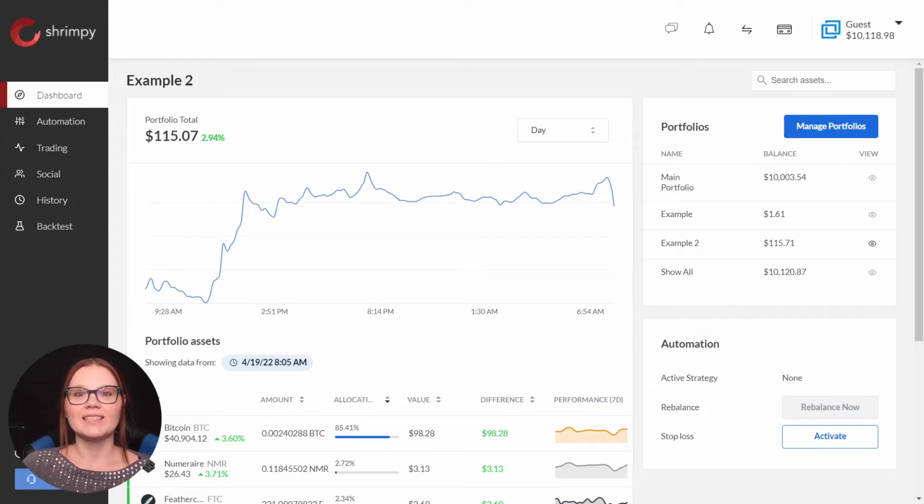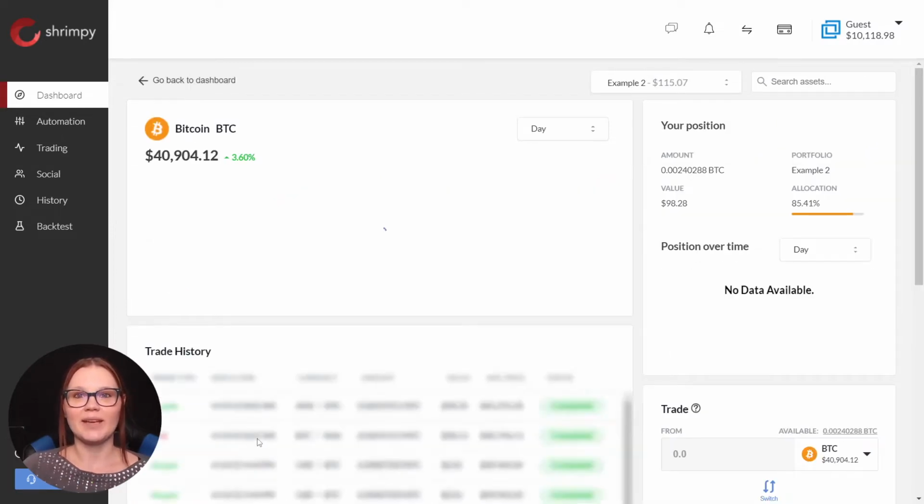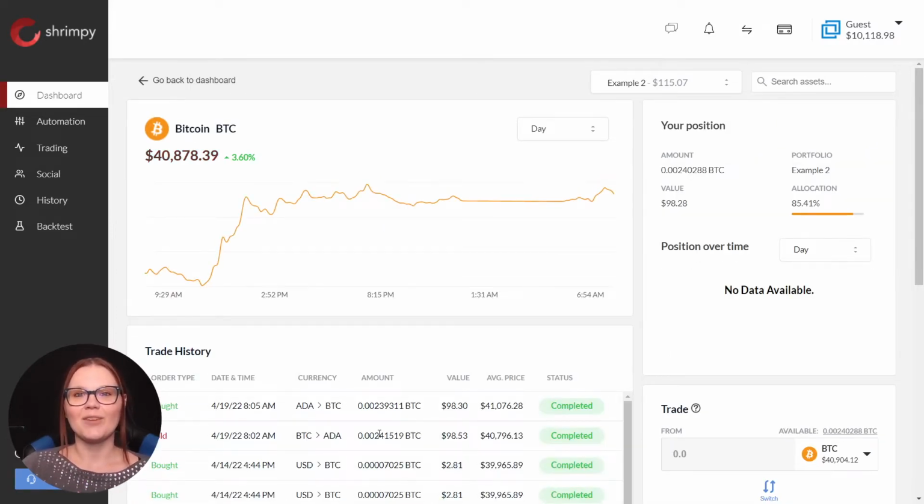My name is Jade and today we will manually trade our assets on Shrimpy. We are going to convert the Bitcoin held in this portfolio to Cardano. To do this, we select Bitcoin. The asset detail page will appear. There is a lot of information displayed here.